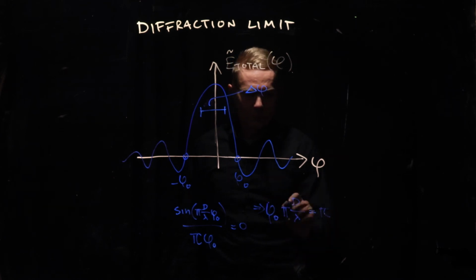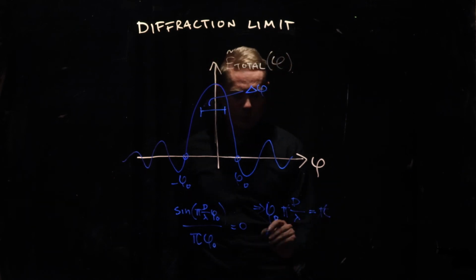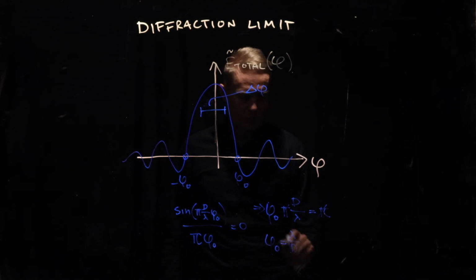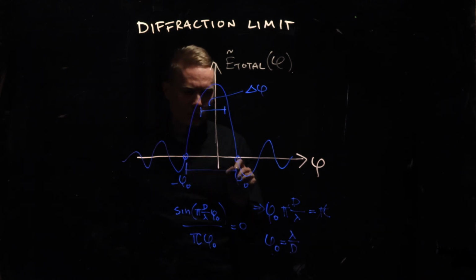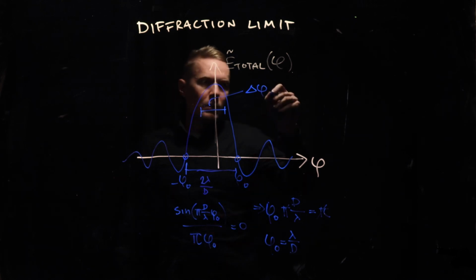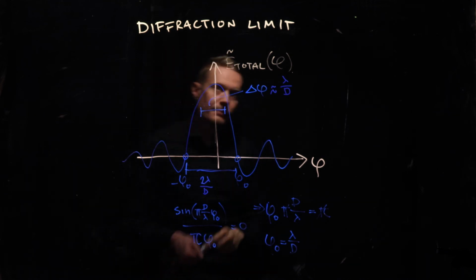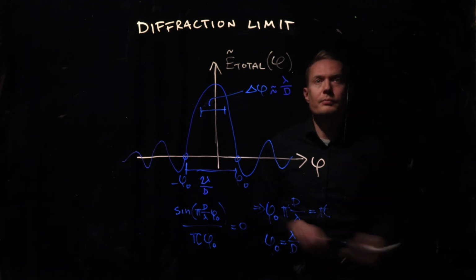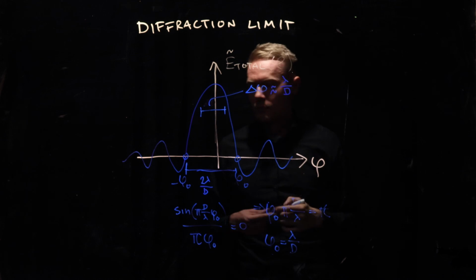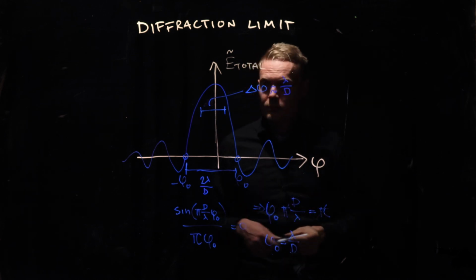The argument of the sine function has to be pi, and the smallest non-zero value of phi naught is when phi naught is lambda over d. This means that the distance between the first zero crossings of the sinc function is 2 times lambda over d. And therefore, the half width of the main lobe is approximately lambda over d, which is the equation for the diffraction limit. This is also a good demonstration of the inverse relationship between the length of something in time domain and the length of something in frequency domain. If we increase d, then delta phi becomes smaller.